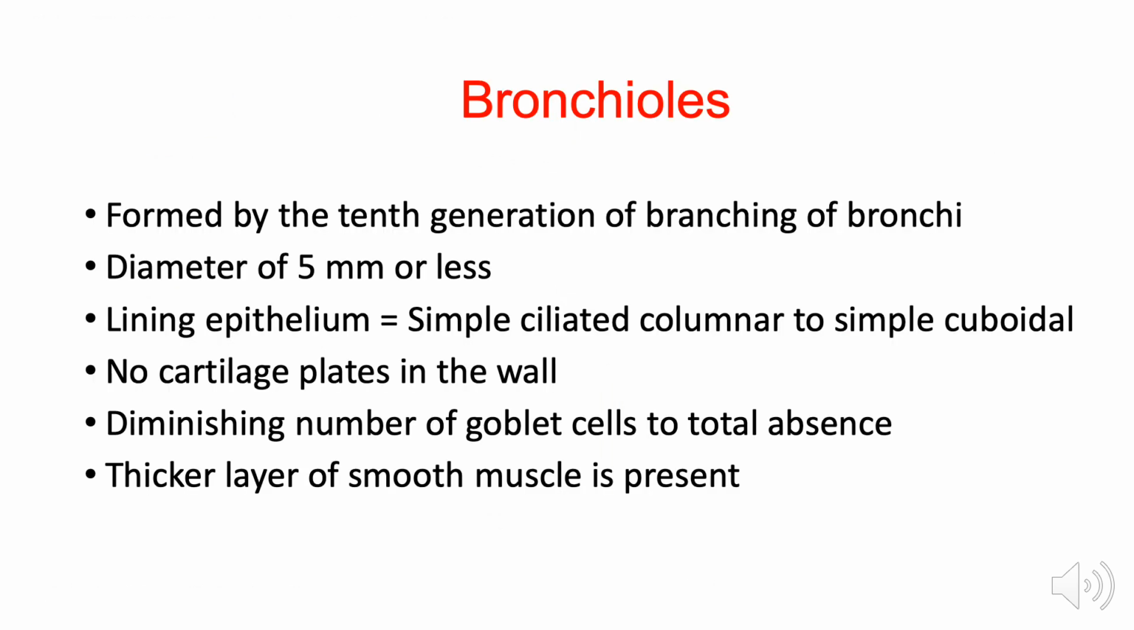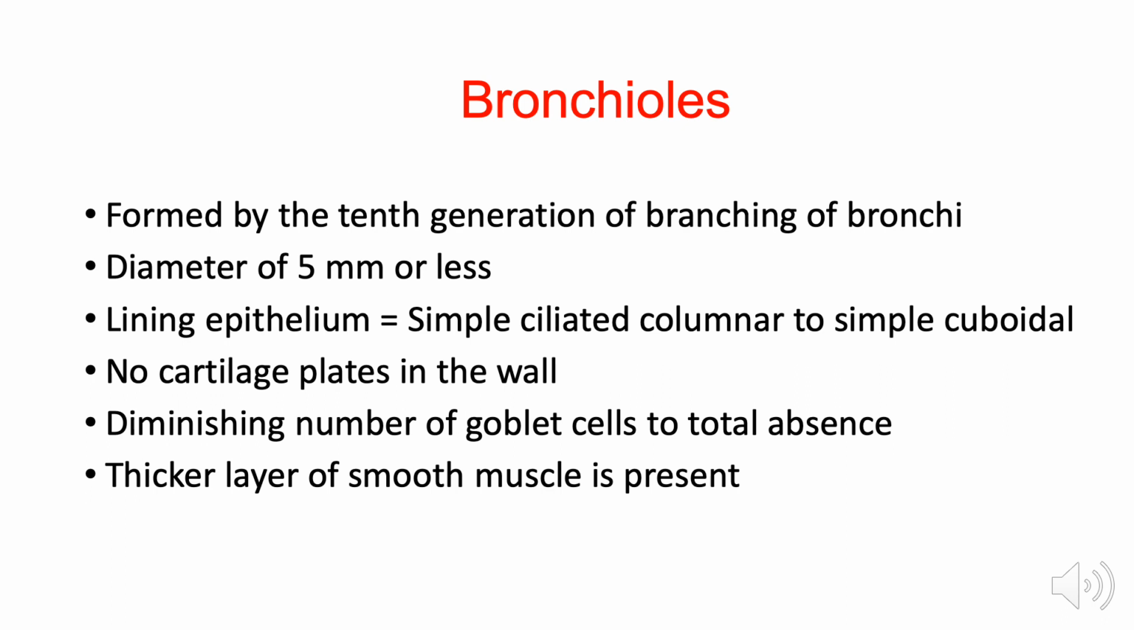So bronchioles have diameters of less than 5 millimeters. That's why the height of the epithelial cells here should be shorter than that of the bronchi and the trachea. Bronchioles are formed by the 10th generation of branching of the bronchi. So I want you to imagine one tertiary bronchus. It has to produce 10 generations of smaller branches, and that's the time you'll get to form bronchioles.